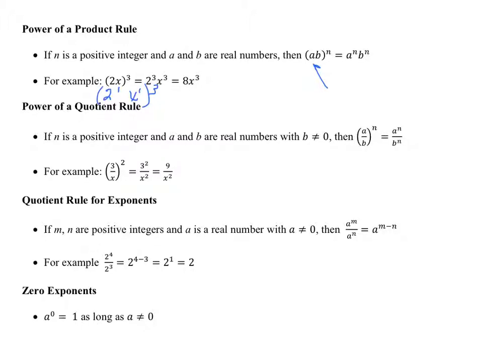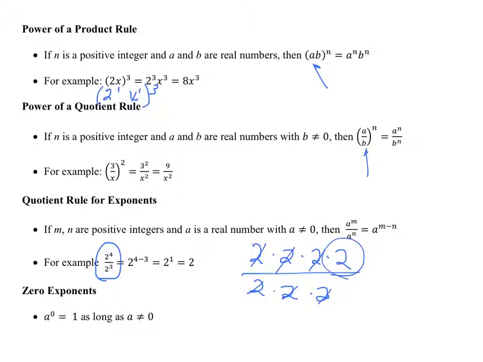The quotient rule says if I have a fraction or a division, I have to raise both the numerator and the denominator to that power. The quotient rule for exponents is this: if I have the same base on the top and the bottom, I just have to subtract my exponents and leave the base the same. So this is my example: 2 to the 4th over 2 to the 3rd. I always think of it like this, you guys. I can't help myself. The 2's divide out to get 1, and I'm only left with 1, 2.